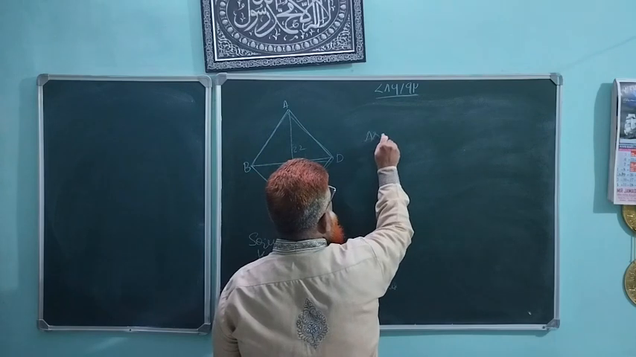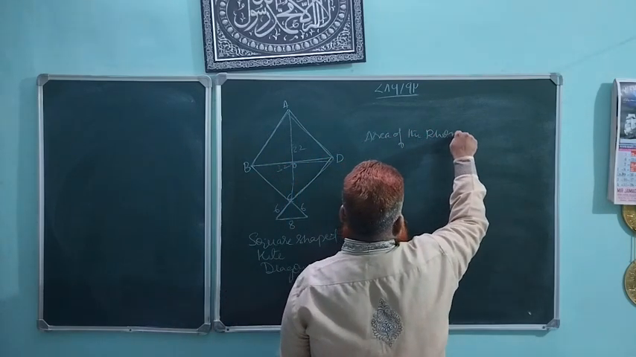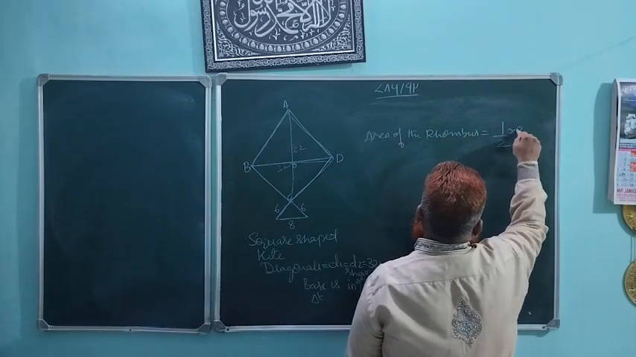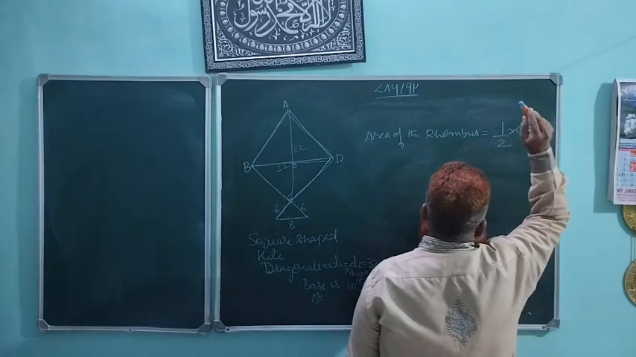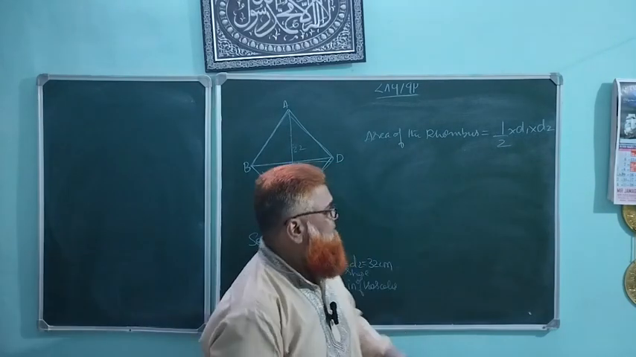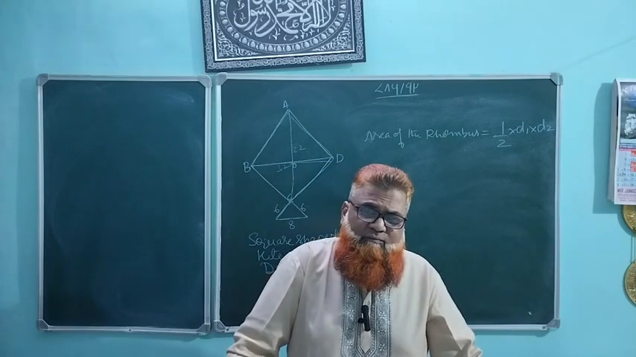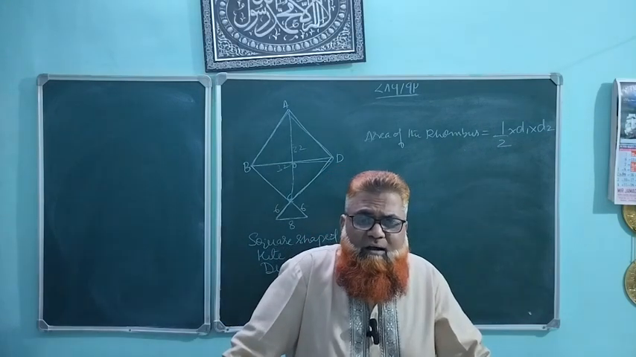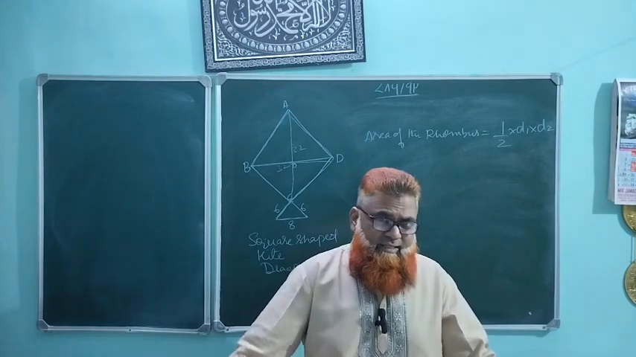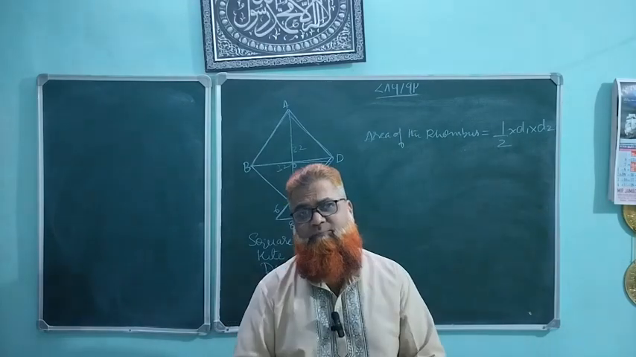Area of the rhombus is half into the product of its two diagonals, d1 into d2, that is half into d1 into d2. As we know the diagonals are given. You may be a little confused because I said that all rhombuses are not squares, but every square is a rhombus. There is a slight difference between the rhombus and the square. Pay attention.